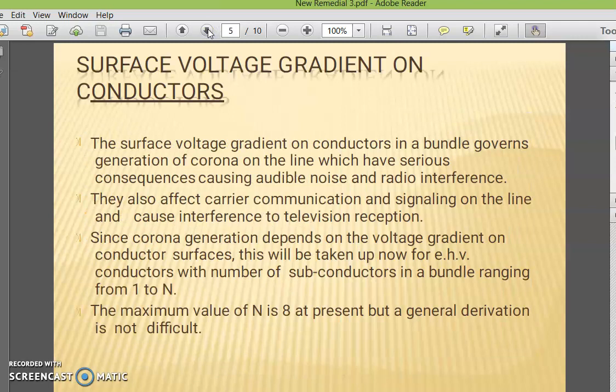And now we come to a very important topic, surface voltage gradient on conductor. First we should know what is voltage gradient. Voltage gradient is a difference in electrical potential across a distance or space. Mathematically, the voltage gradient, normally denoted by F, can be described in one dimension between points A and B as the difference in the potential, represented by small p, at A and B, divided by the length between points A and B.